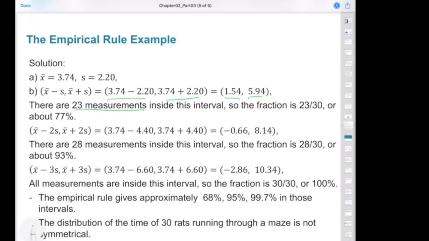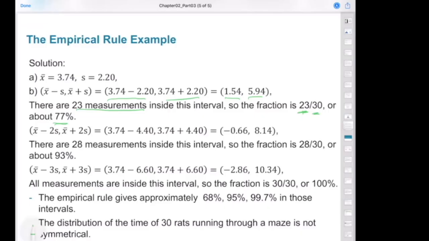Now we need to find the percentage, right? If you divide 23 by the total number 30, because we have 30 observations, and multiply it by 100, you will have 77%. So this is the first percentage for the first interval.